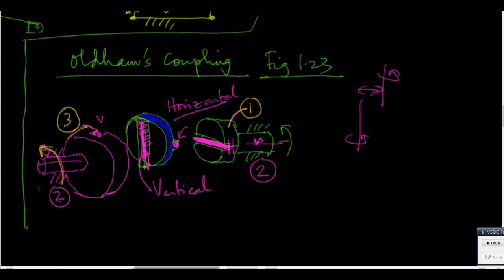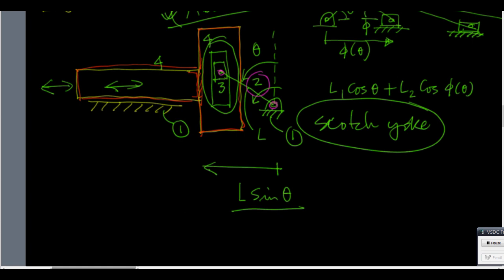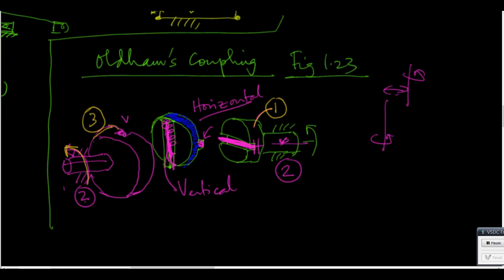Then I come back here and you see that 3 is connected to 4 with a prismatic joint and 1 is also connected to 4 with a prismatic joint. This is body 4. And so this is the physical construction.